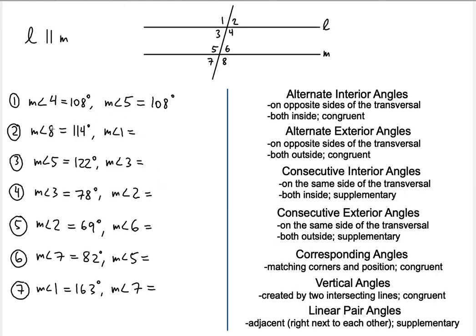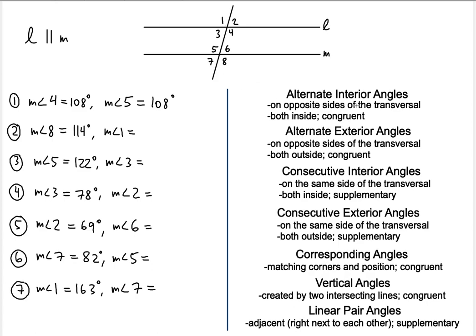Now the next one relates angle 8, this one here, with angle 1. So angle 8 and angle 1. As you can see, once again, they look like they're on different sides of the transversal. So you know the word alternate must be there.